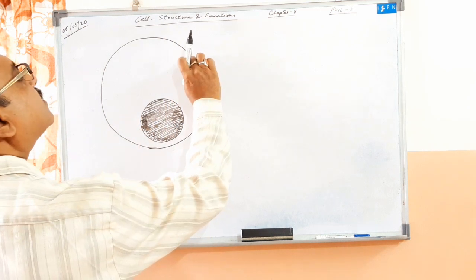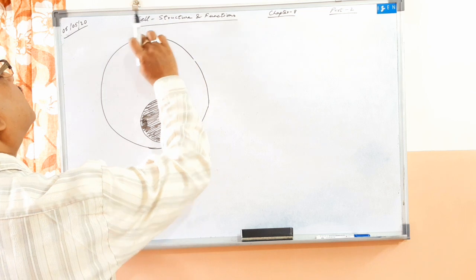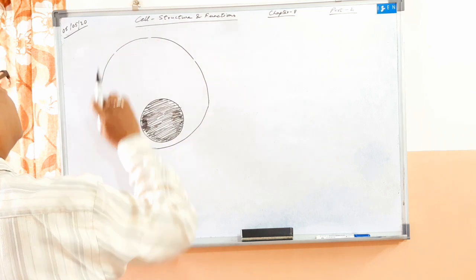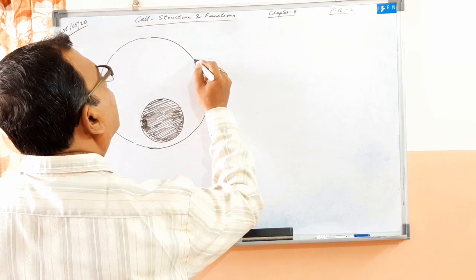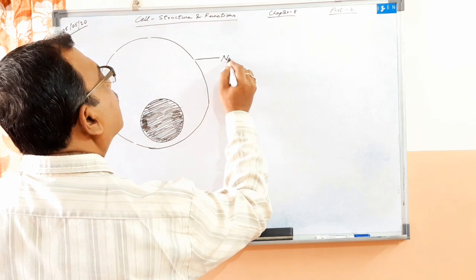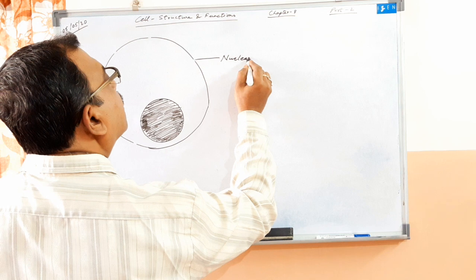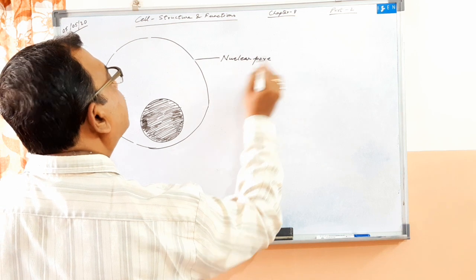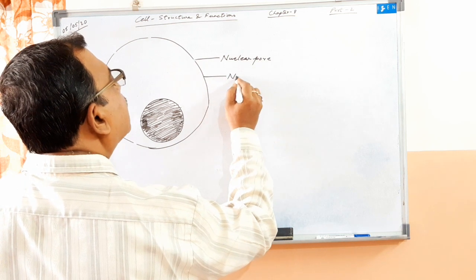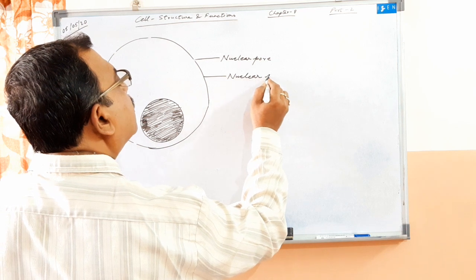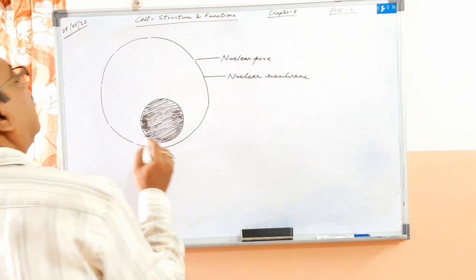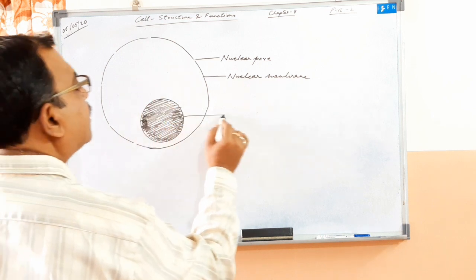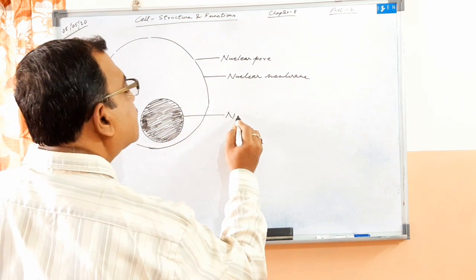Now the nucleus has fine pores in it. These are the nuclear pore. This is the nuclear membrane. This is the nucleolus.